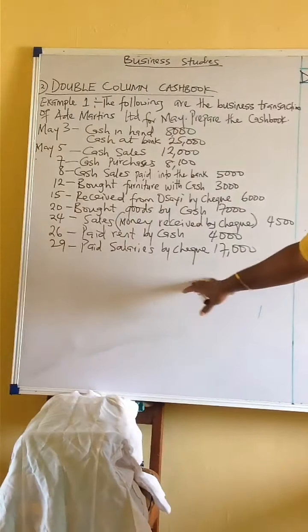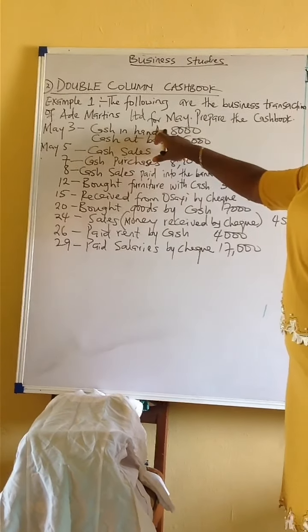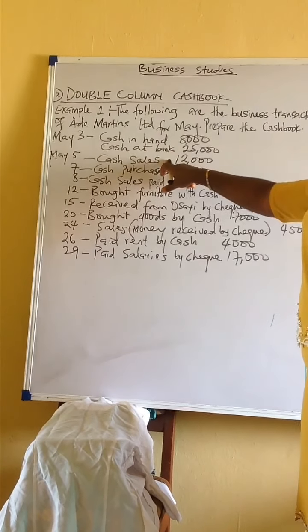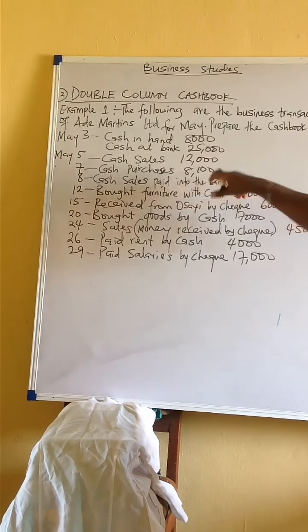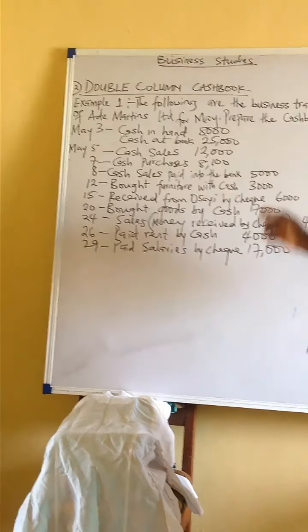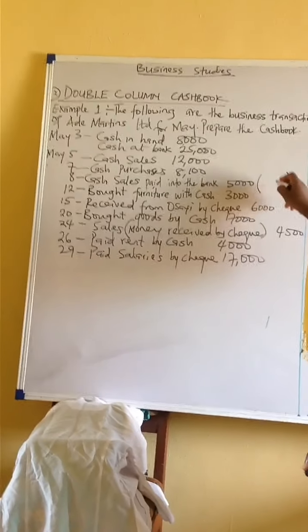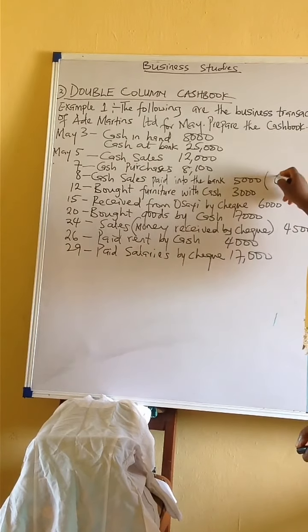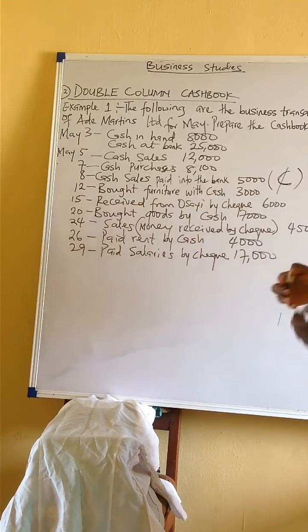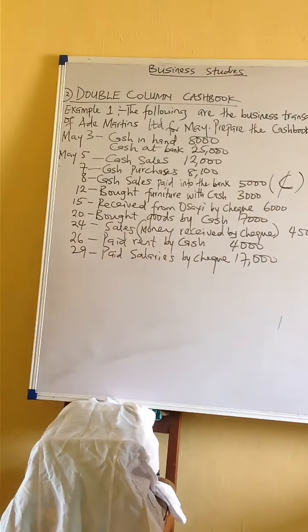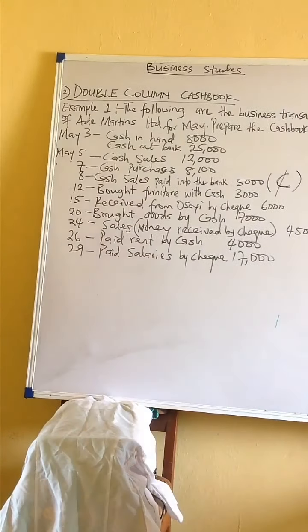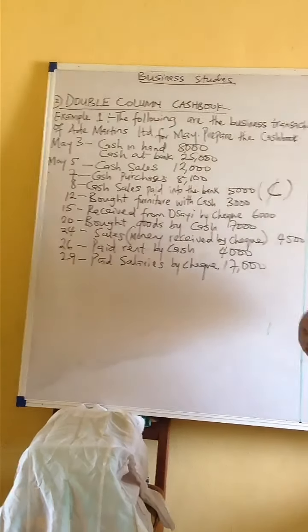Now if you look at this transaction, the first one: cash in hand, cash at bank, cash sales, cash purchases, cash sales paid into the bank. This is one example of a contra entry transaction. As we'll be posting it, you'll see how it is being posted. So let's start by posting this transaction.